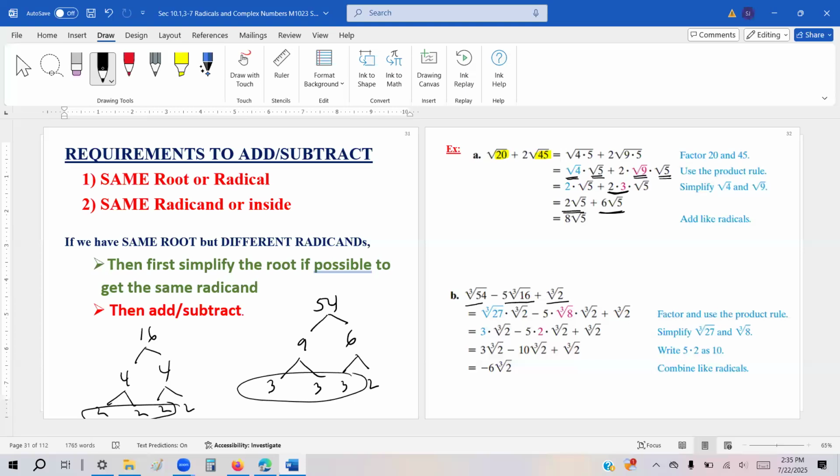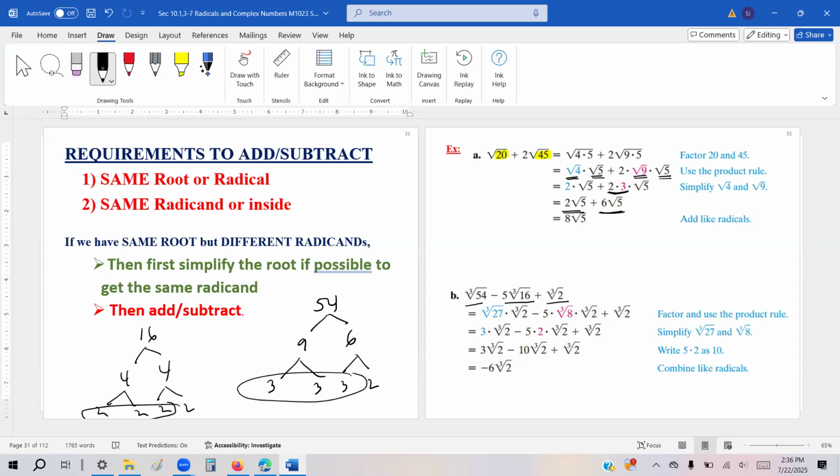So you can actually use a trick here. Whenever you're given many numbers, look at the smallest number. Can you reduce the smallest number? If you cannot, that means that's the inside you're looking for inside the other radicals. So divide by 2, and you have the same inside. So it's a trick.